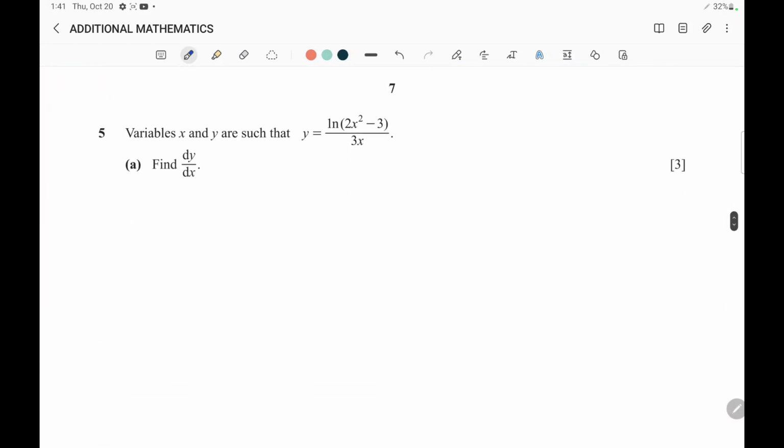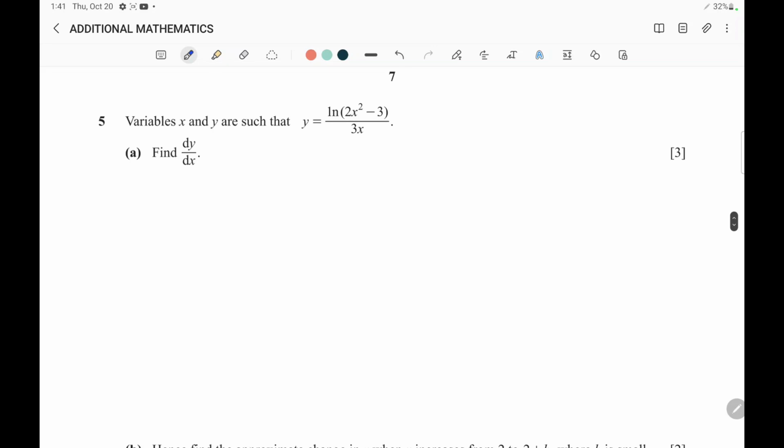Okay, now move to the next question. The variables x and y are such that find dy by dx. So we have to apply the quotient rule, guys. You know the quotient rule? The quotient rule says, for u over v, the derivative is u dash v minus u v dash, over v square.